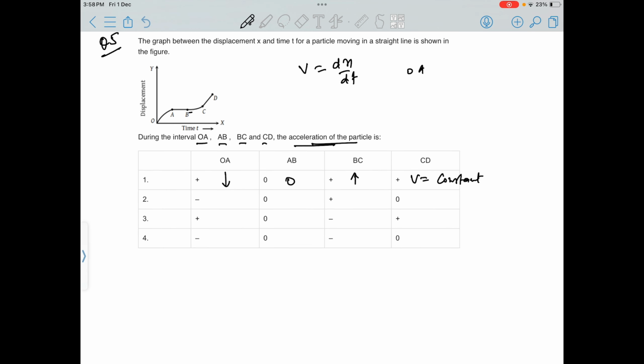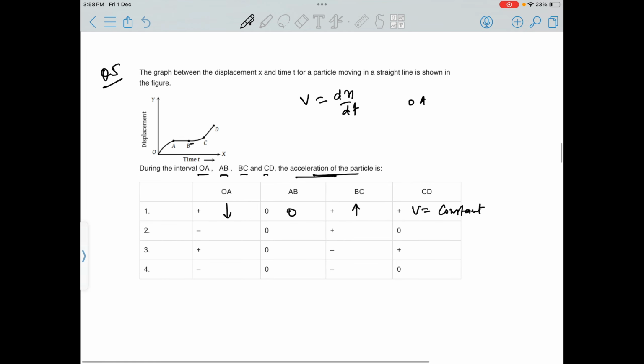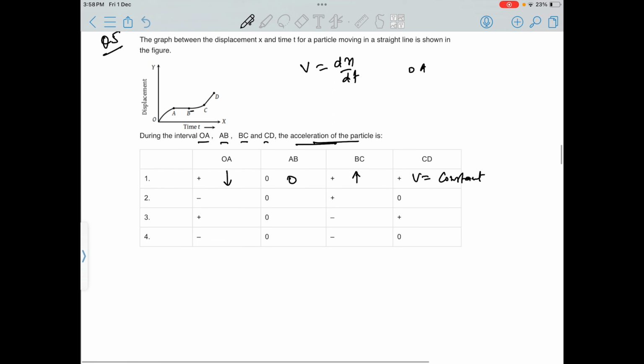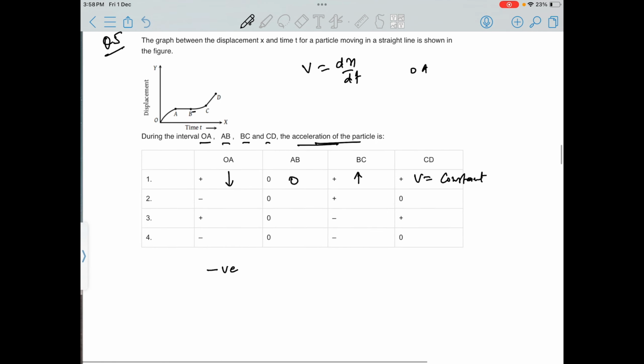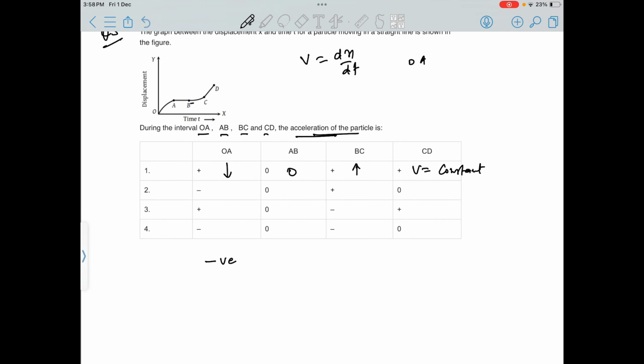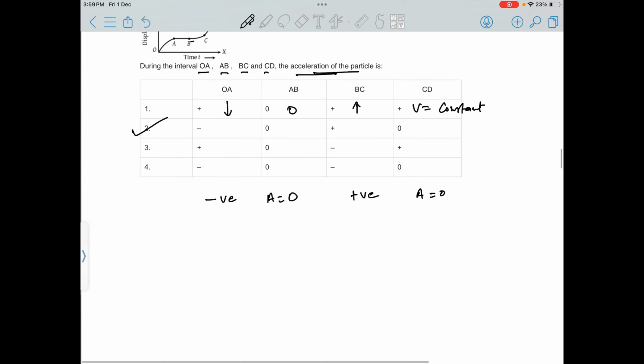So let's see the option. The acceleration of the particle we have to find. Velocity is decreasing means acceleration will be negative. Velocity is constant means acceleration will be 0. Velocity is increasing means acceleration will be positive. Velocity is constant means acceleration will be 0. Negative, 0, positive, 0. Second option will be correct.